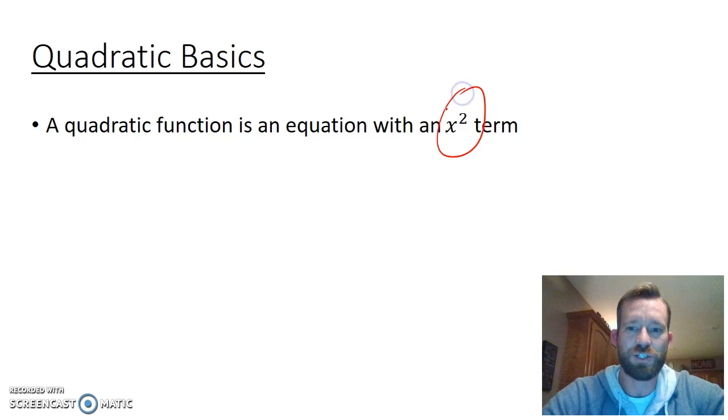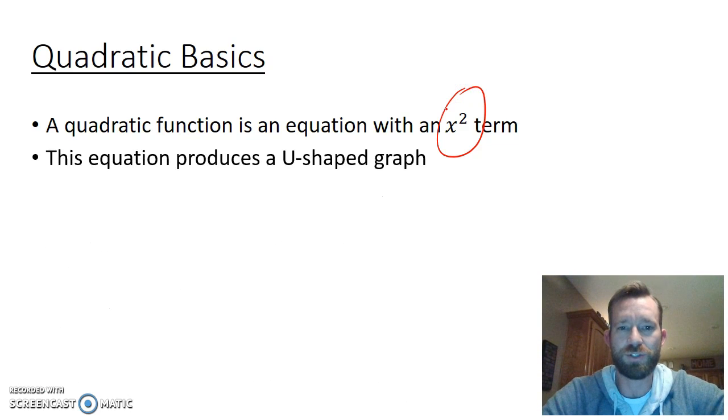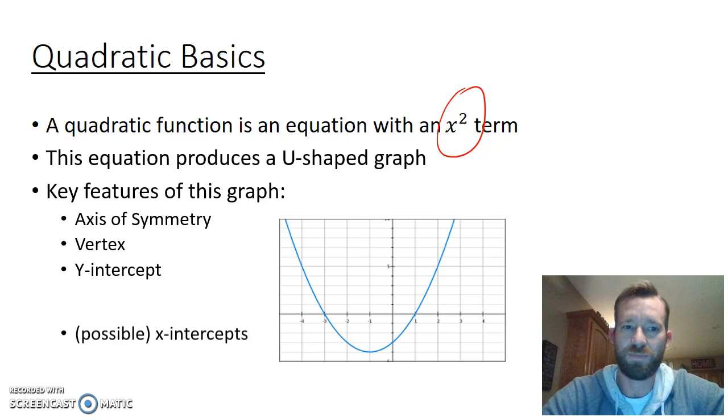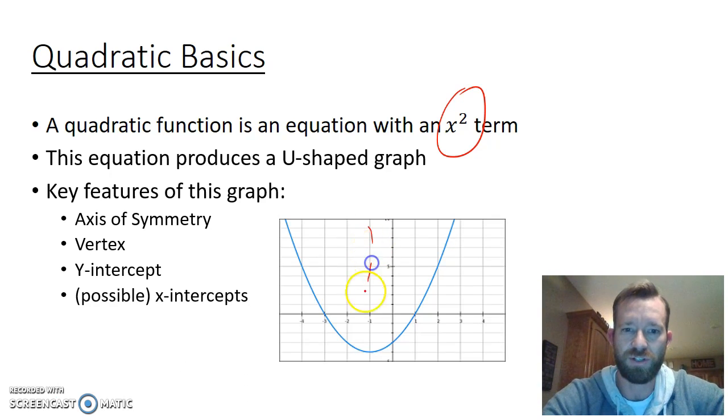All right, we're going to talk about how to graph a quadratic, something that has an x squared term, which produces a U-shaped graph. You'll see here in the picture, there's a parabola. Some key features here. Axis of symmetry is this vertical line that cuts the parabola in half. It's a mirror image on each side.